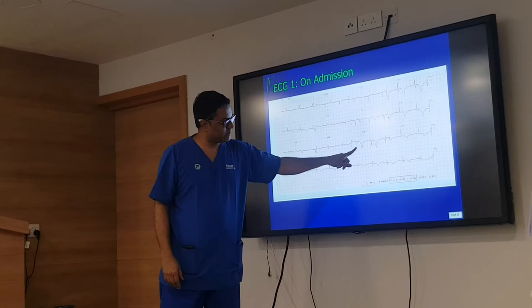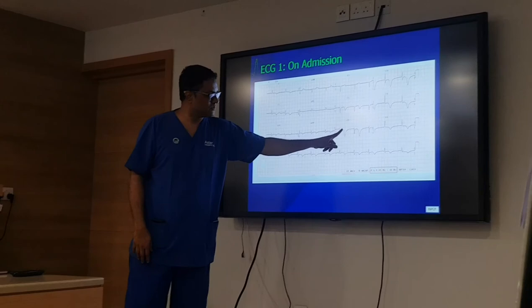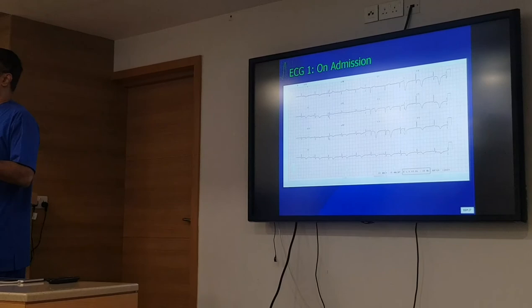Can you see this? When is it called a Q wave? There is no R wave there. So this is a Q wave. So when you see this Q wave with this deep T wave inversion, this is more like an evolved STEMI. This chap probably had a STEMI 2-3 days ago. He's presenting now with this T wave inversion.